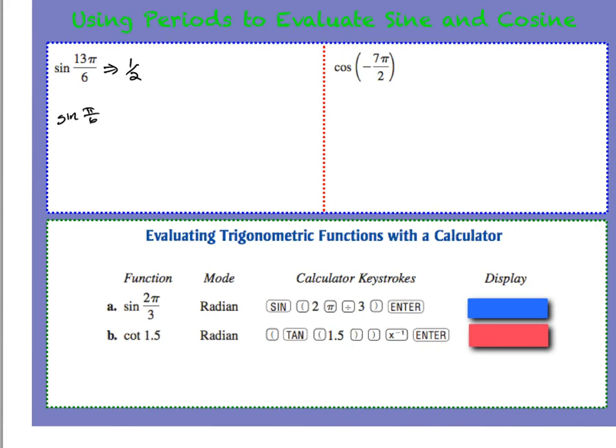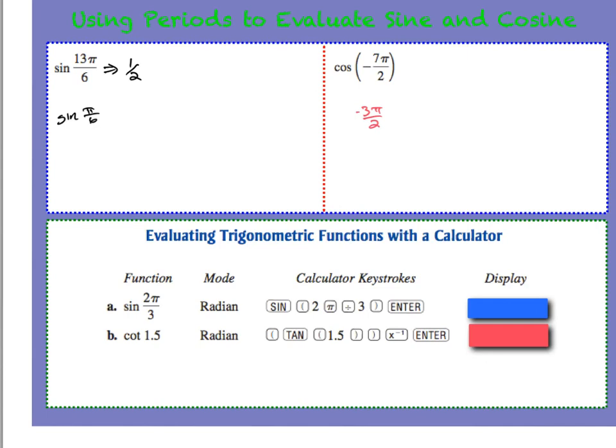So now I have cosine of negative 7 pi over 2. All right? Is negative 7 pi over 2 on my unit circle? No. So I need to use the period. So what do I need to do? I add 2 pi. All right? I add 2 pi, and what do I get? I get negative 3 pi over 2.